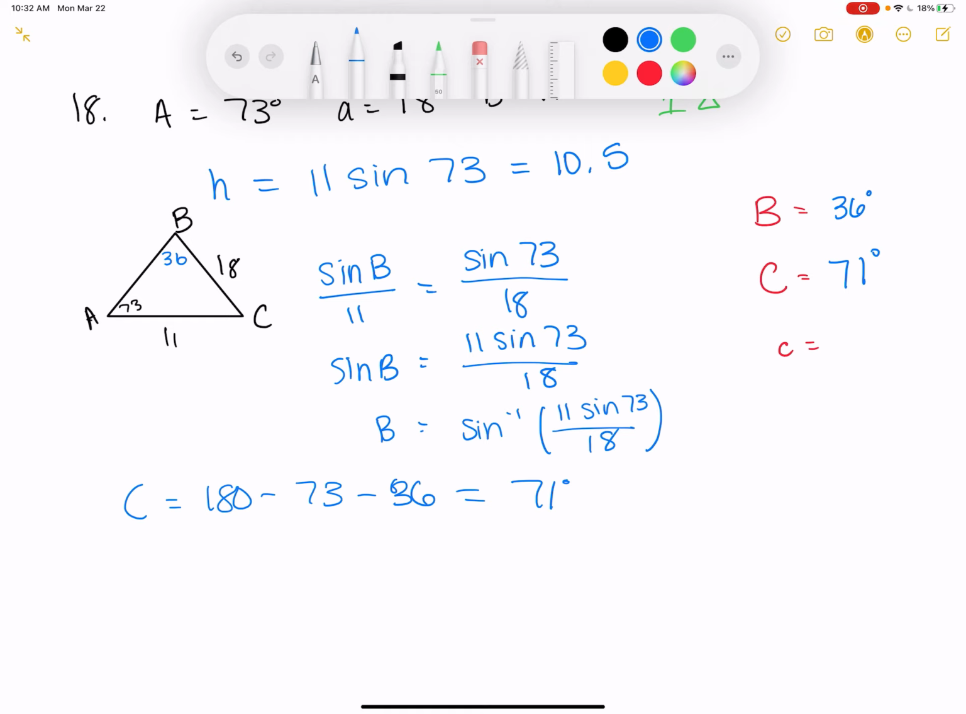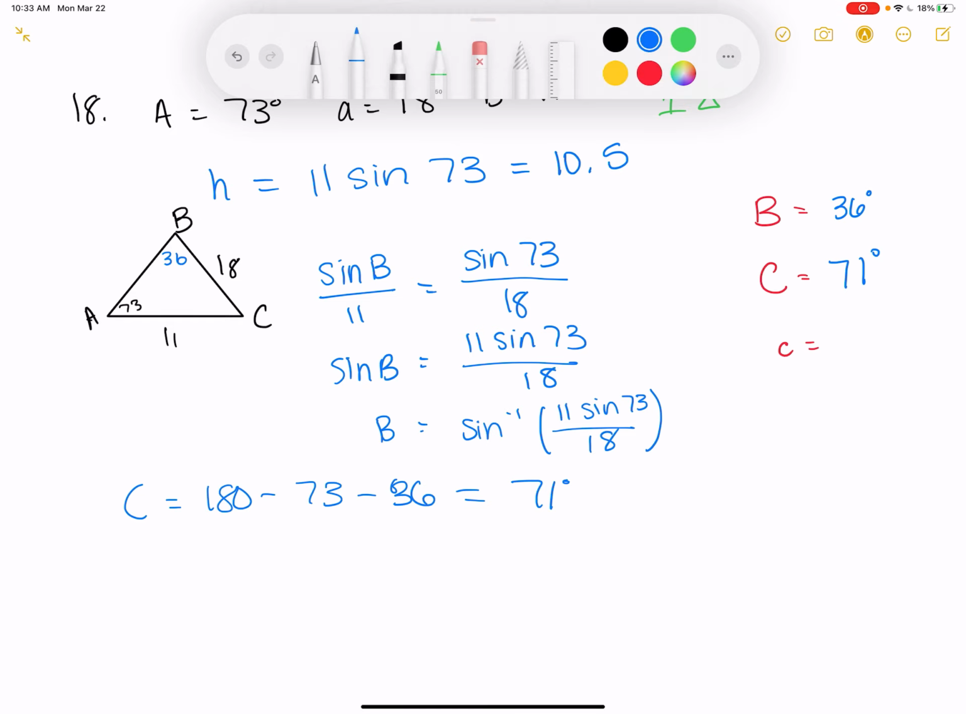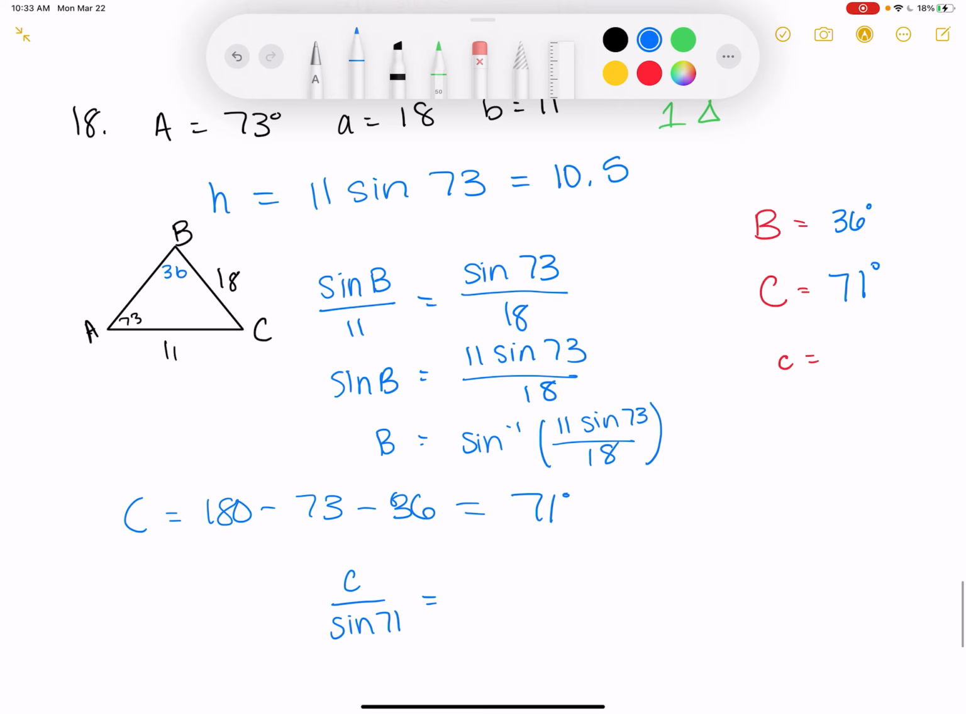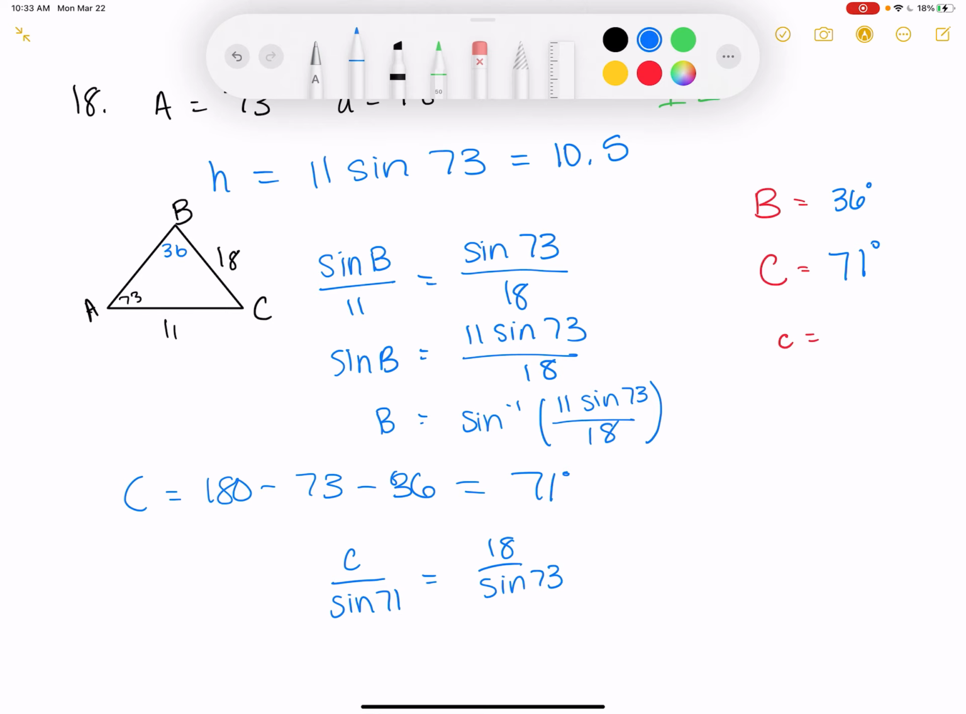So now I need side C. I have no choice but to use this angle that I found, because I've got to find side C. C over the sine of 71 is equal to, but I'm going to go back and use the A values that I was given so I don't potentially have two issues with error: 18 over the sine of 73. Then multiply by the sine of 71. So C is equal to 18 sine of 71 over the sine of 73. What is that equal to?